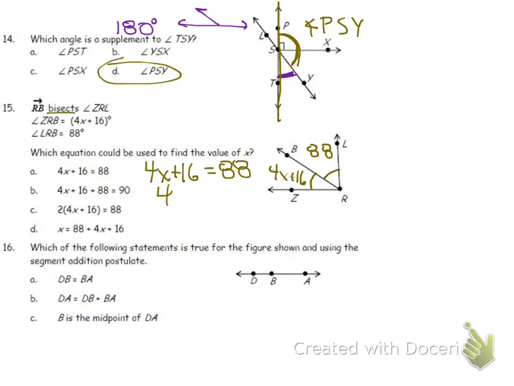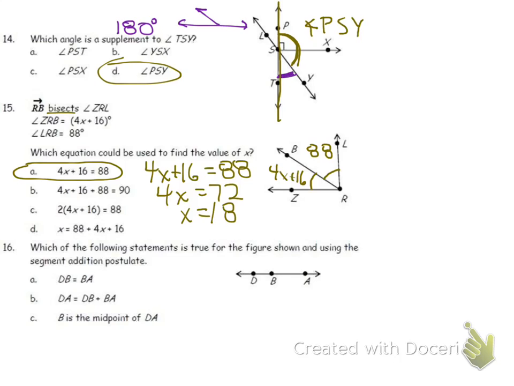I get 4x equals 72, so x comes out to be 18. Now I got ahead of myself here because it just wants the equation that I could use to solve, so it looks like I wanted to go with A, which was that first one I wrote, and that's because the 2 angles are equal.